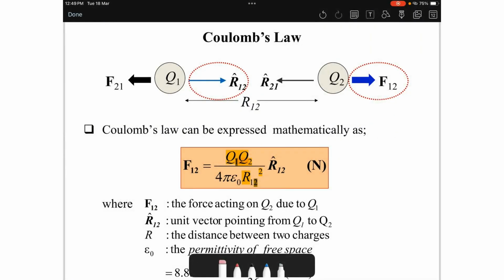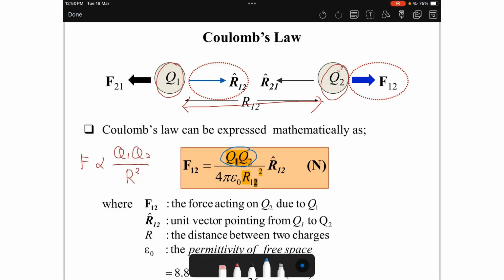So here this is Coulomb's law. As you can see from this figure, Coulomb's law is used to find the force acting between two charges. You have Q1, the first charge, and you have Q2, and both of them are separated by a distance R. Just now I explained that the force between two charges is proportional to the product of the two charges and inversely proportional to the distance. You can see these parameters in the equation.